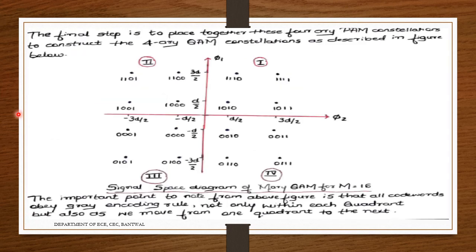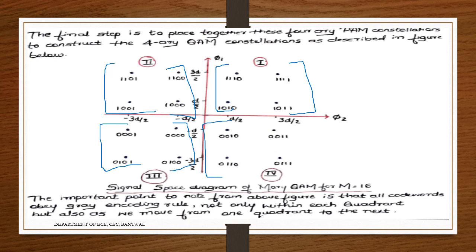After getting the fourth quadrant, we represent all those things here like this. We are merging this phi 2 axis and phi 1 axis here. The same thing I told, d by 2, 3d by 2, d by 2, 3d by 2. Same thing, next 3d by 2. After merging all those things, we get a 4 by 4 matrix here. You can see it, observe. This is the constellation diagram, a matrix which is the constellation we saw in the theoretical part.